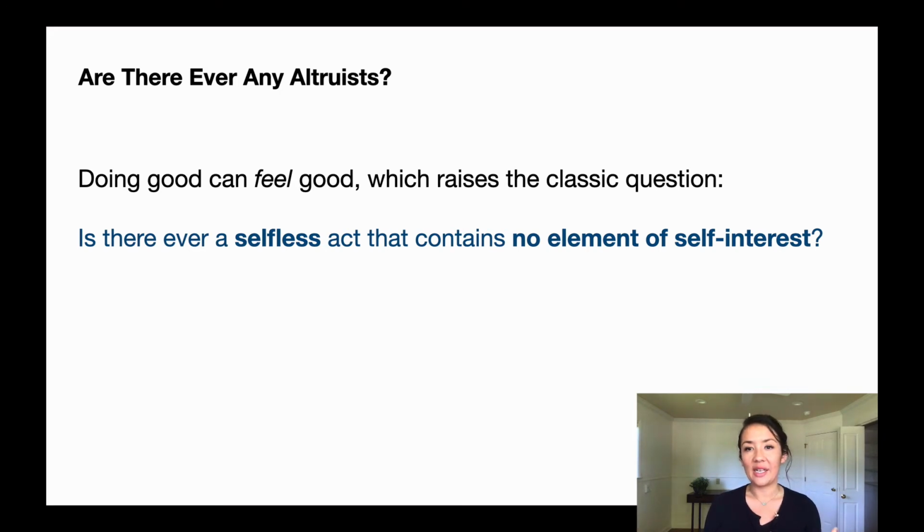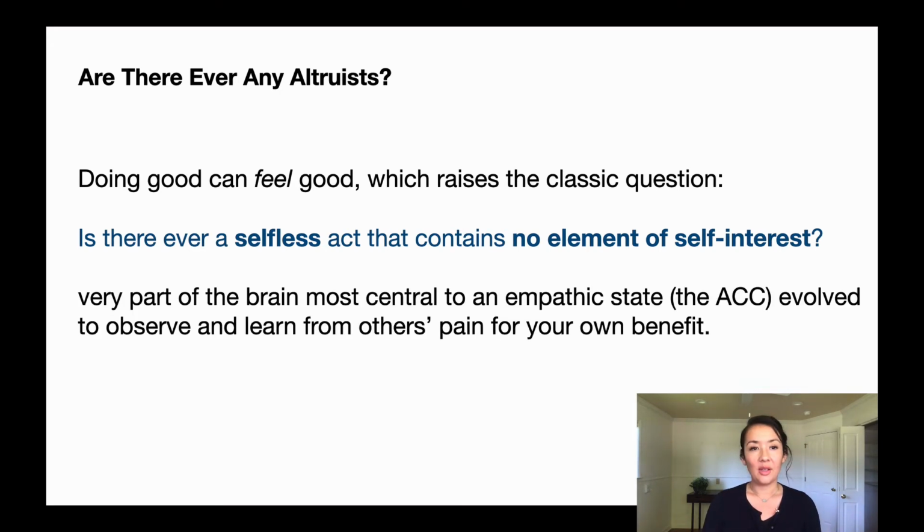is there a selfless act that contains no element of self-interest? The very part of the brain that is most central to empathy is the ACC, which has evolved to observe and learn from others' pain. We talked about that in the last lecture, how the ACC is really built to learn from someone else's pain so that you can have an indication of what to avoid in terms of your own activities. It's a self-serving function to learn by having an emotional response evoked.